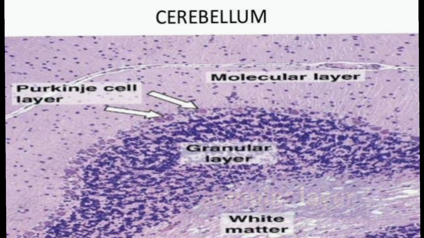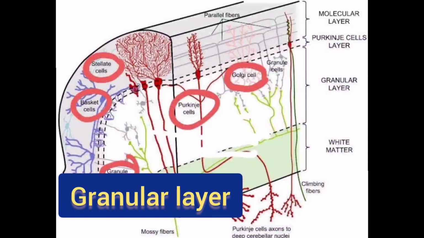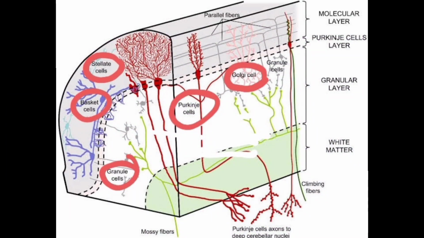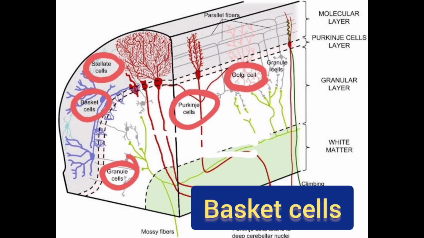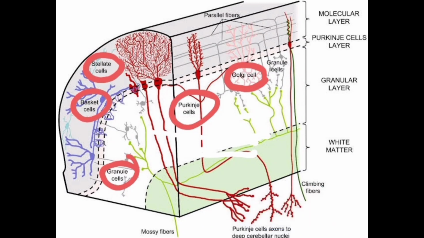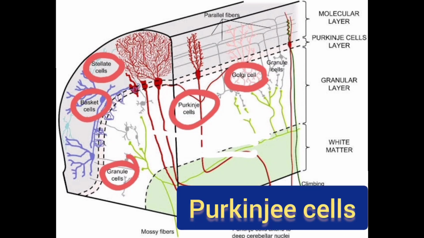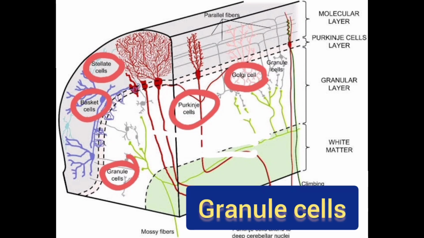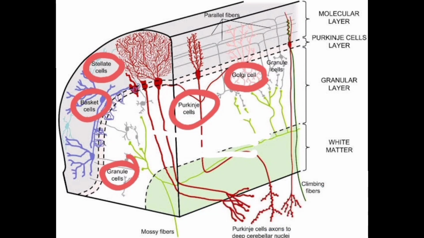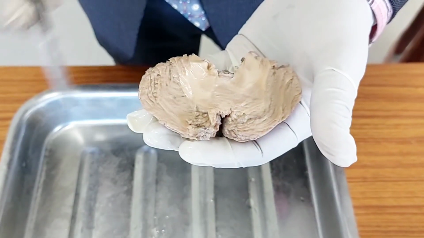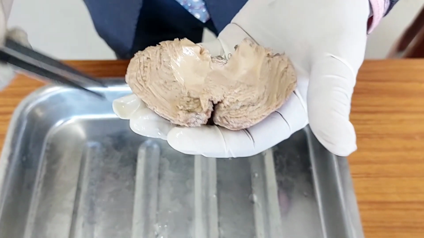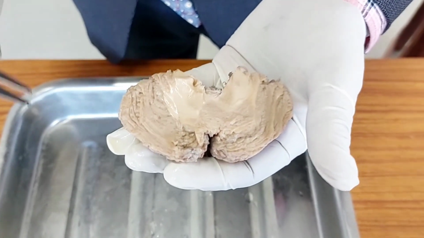the granular cell layer. In the molecular layer of the cortex, you will get the stellate cells and basket cells. In the middle layer, or Purkinje cell layer, you will get the Purkinje cells, and in the innermost layer, or the granular layer, you will get mainly the granule cells and some Golgi cells. So all these cells are on the superficial part, in the cortex.